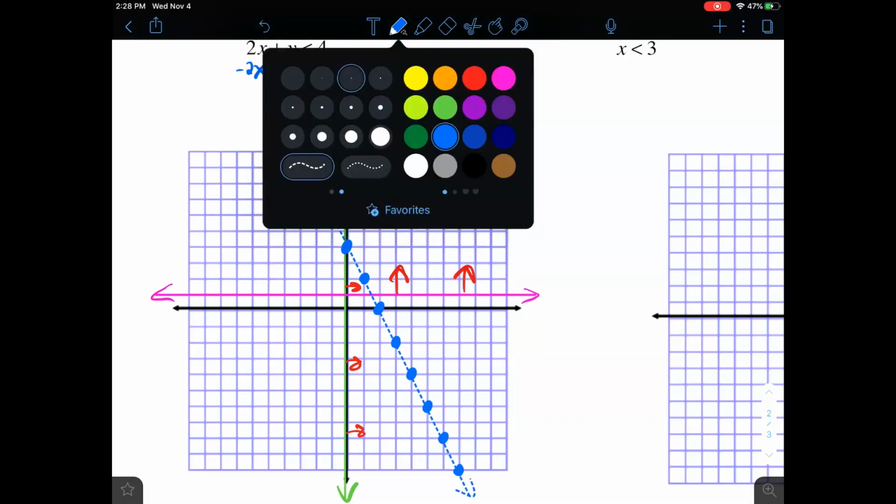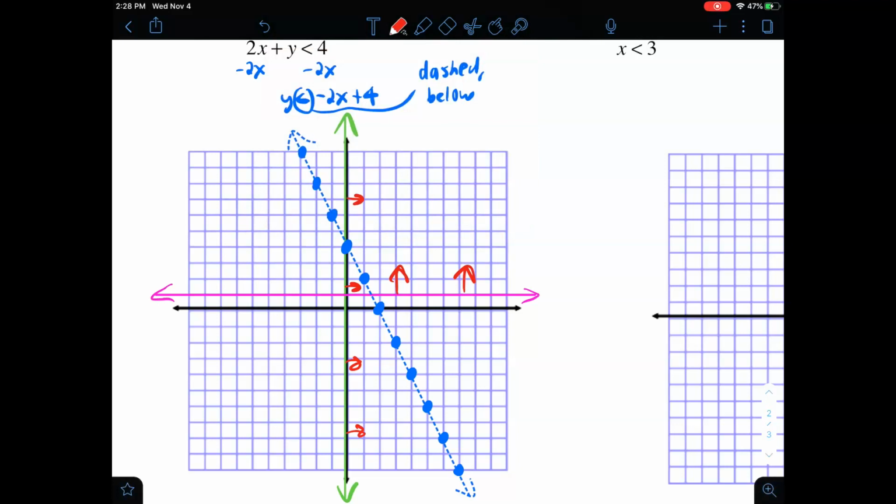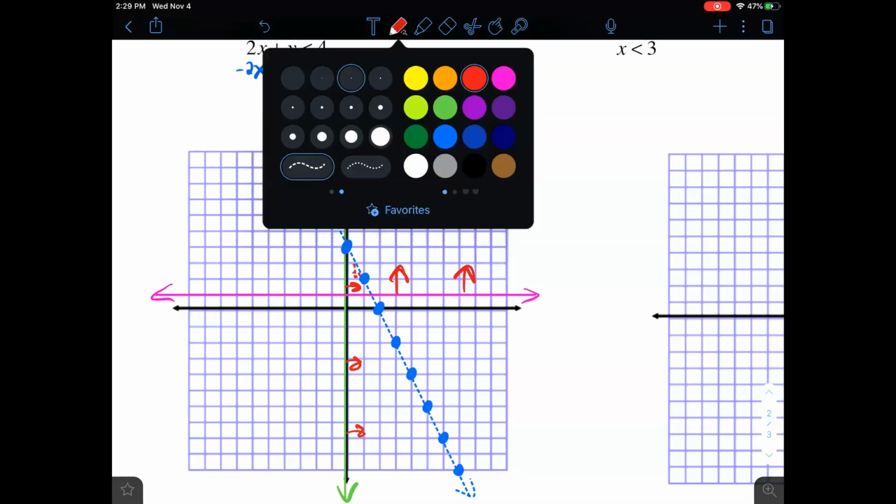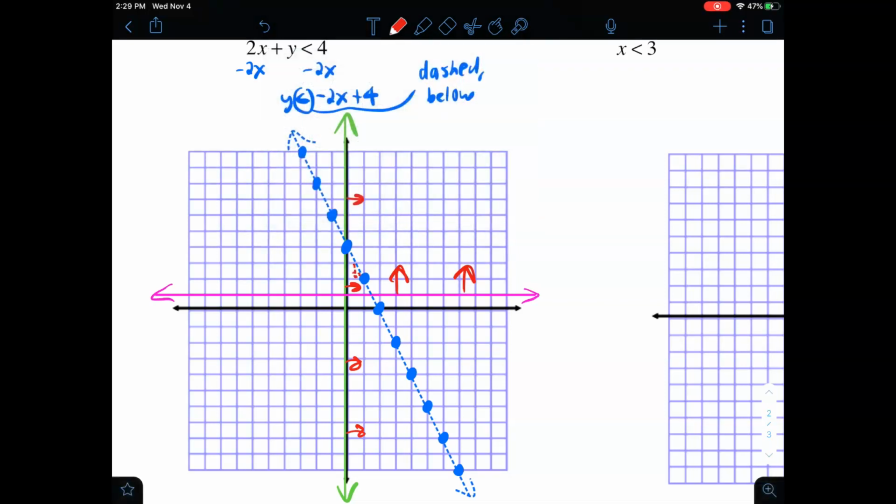All right, we said shaded below. So we've got to go to the right of the green line, above the pink line, and below the blue line. That's going to be down here. Let's use a solid line. So that's going to be this little triangle here that's shaded in: to the right of the green line, above the pink line, and below the blue line. That's our solution right there, where they all overlap.